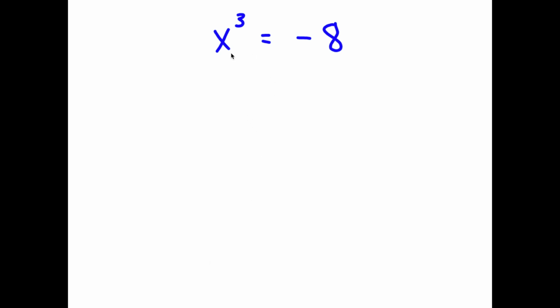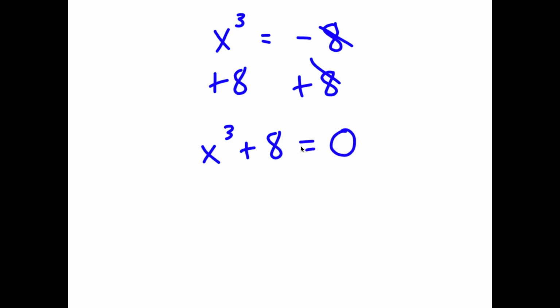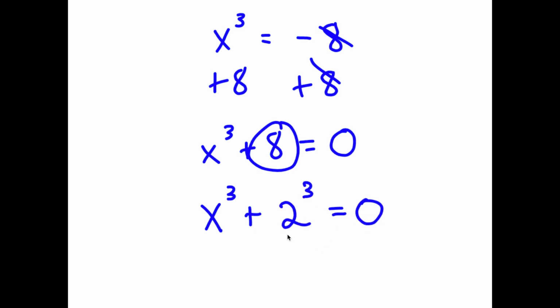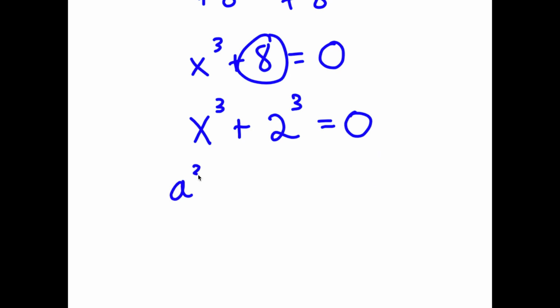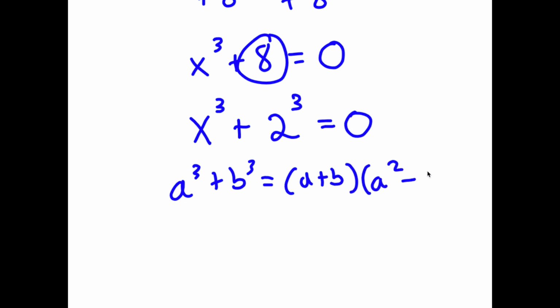Alright, so in this problem, I have x to the power of 3 is equal to negative 8. So to solve this, I'm going to first start by adding 8 on both sides. So then I have x to the power of 3 plus 8 is equal to 0. Now I'm going to rewrite 8 here as 2 to the power of 3. So now I have x to the power of 3 plus 2 to the power of 3 is equal to 0. Now if I have something in the form a to the power of 3 plus b to the power of 3, this is equal to a plus b times a squared minus ab plus b squared.